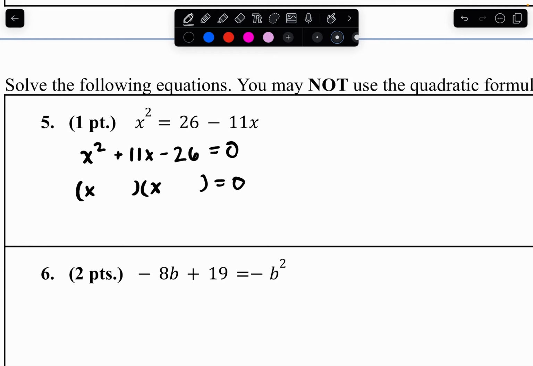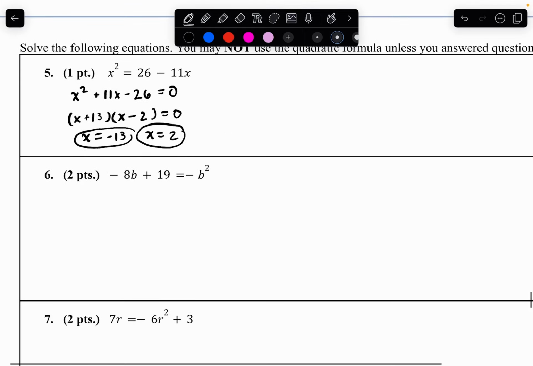Are there two numbers that multiplied together give us negative 26 and added together give us 11? If my math is correct, I have a feeling that 13 times 2 is 26, and then the 13 should be positive and the 2 should be negative. Oh my gosh. I have two numbers that multiply together to give us negative 26 and added together give us 11. Therefore, x must be equal to negative 13 and x must be equal to 2. Great. And I didn't even have to complete the square on it.